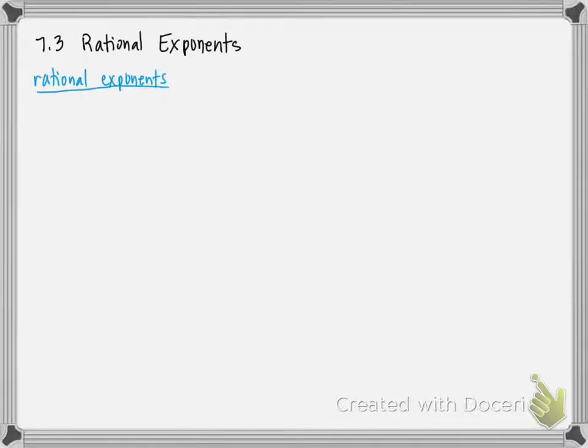Okay guys, today we're going to talk about 7.3 rational exponents. So we've been dealing with integer exponents, and now we're going to talk about rational. So you might say, well, what exactly are those? So let's give it a little definition. Rational exponents. And that is an exponent that is a fraction.